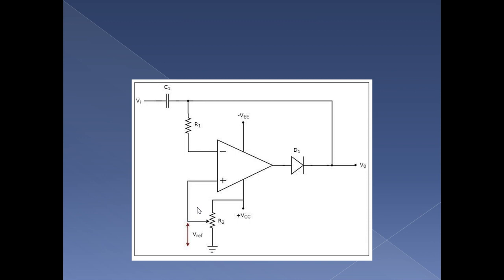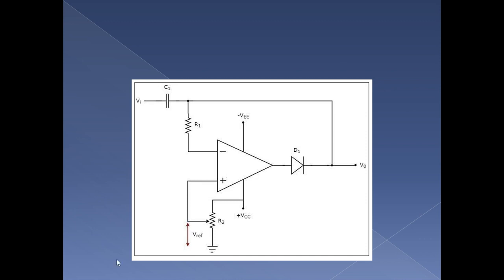So this is the clamper circuit, which has the inverting input connected with the input Vi through a capacitor, and the output is connected in feedback with the diode, and the non-inverting pin is connected with the reference voltage V reference. I am going to explain the clamper circuit under three circumstances.